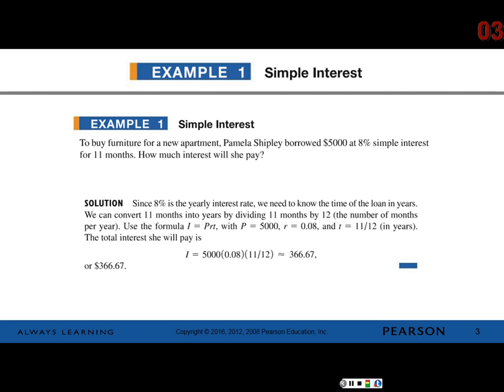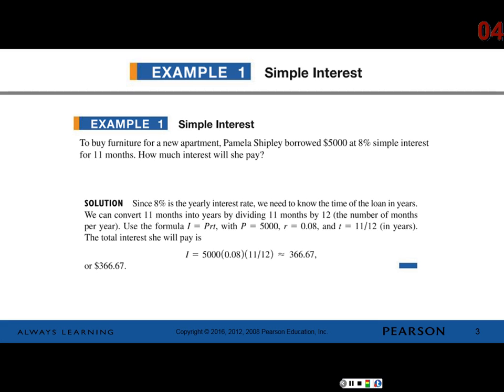So it turns out that the amount of interest that she's going to pay is $366.67. So what that means is if what she bought was, let's say, a $5,000 car at a simple interest rate of 8% and paid for it in 11 months, making monthly payments on it, then she will have actually paid $5,366.67 for the car, which is a really good deal, but it's also a really short interest period.